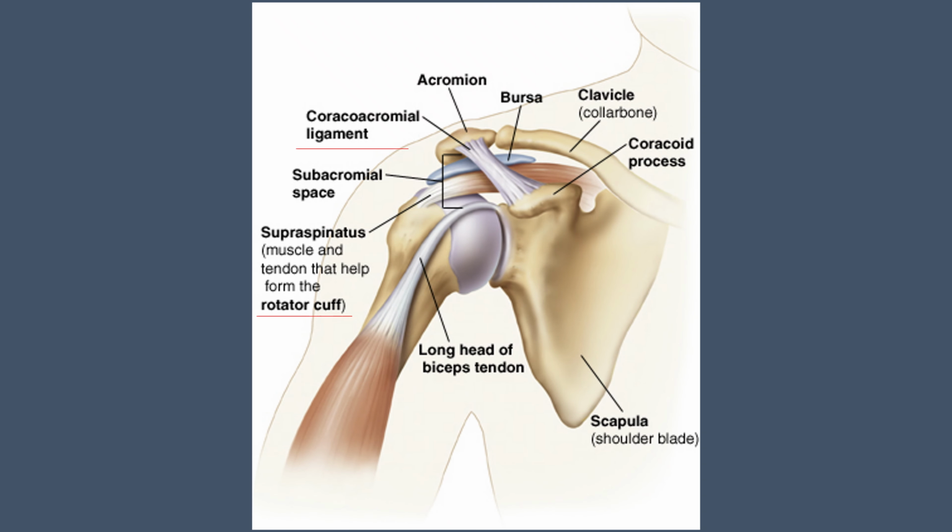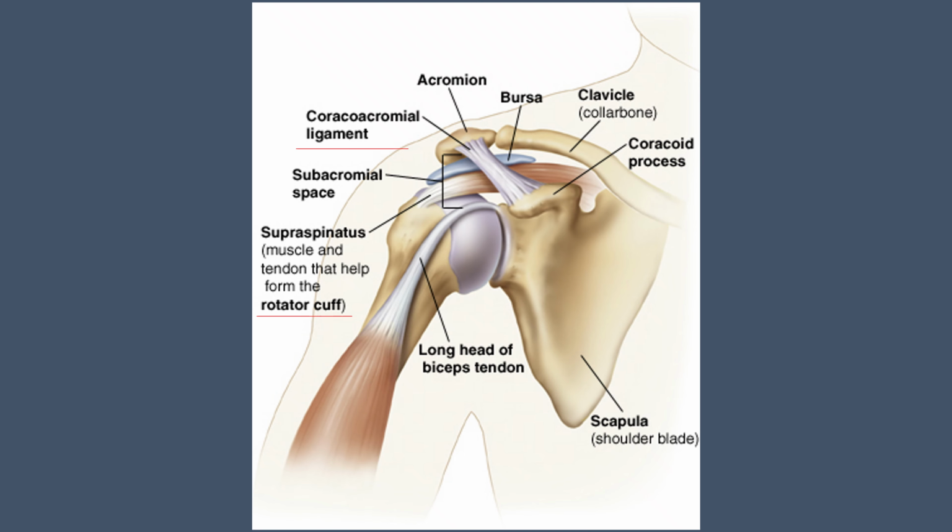Apart from the primary socket, which is formed by the glenoid labrum, there is also a secondary socket which is formed by the coracoacromial arch. So the coracoacromial arch or the secondary socket is formed by the coracoid process, the acromion process, and the coracoacromial ligament that passes between the coracoid process and the acromion process. So the coracoacromial arch protects the joint from above and prevents the superior displacement of the shoulder joint.